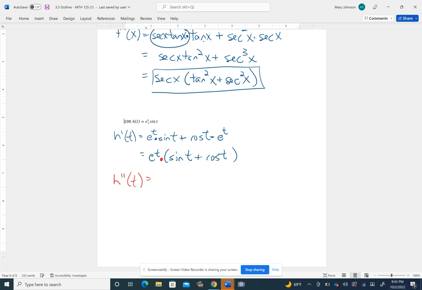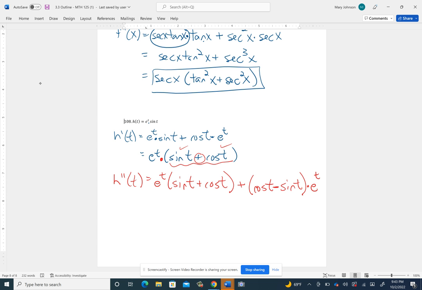And then here's the product rule. So the derivative of the first times the second function as is, plus the derivative of the second function. And see, that plus means I can do the derivative of each piece. So the derivative of sine is cosine, but the derivative of cosine is negative sine t. So that's the derivative of the second function times the first function as is.